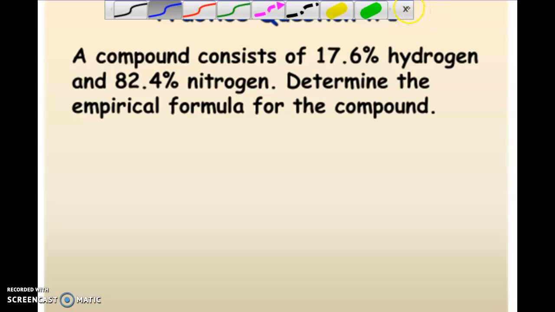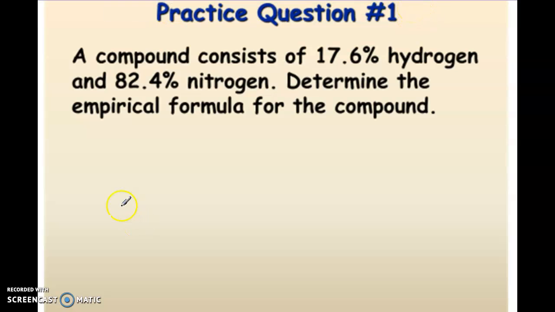Right, so I'll do one more with you and then I'll have you try out the last one. So we have a compound that has 17.6% hydrogen, 82.4% nitrogen. We want the empirical formula. So step 1, we're going to assume we have 100 grams.